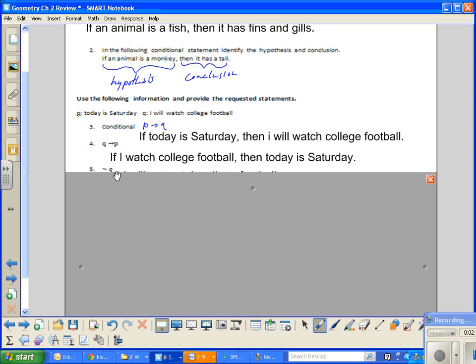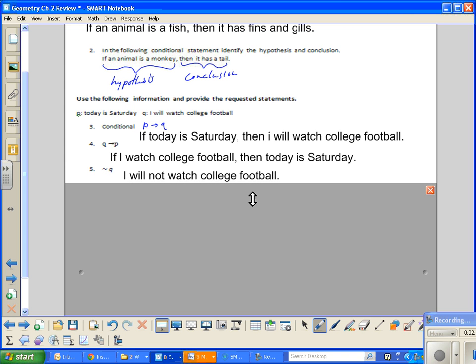All right, number 5, it's got the little wavy line in front of the Q. Remember that little wavy line, or squiggle, whatever you want to call it, is the symbol for negation, or making it negative, or putting a not into the statement. And we're just talking about the Q. So I will watch college football, we want to put a not statement into that and make it a negative statement. So I will not watch college football is what we end up with there.